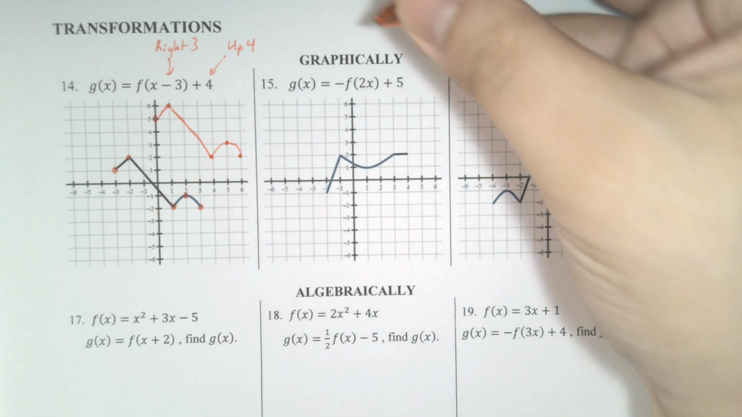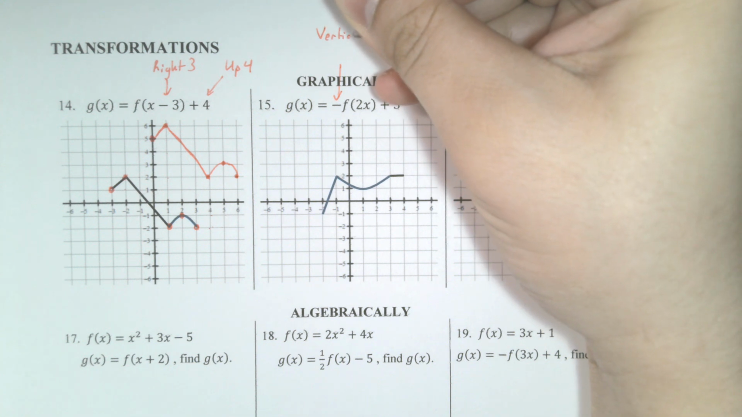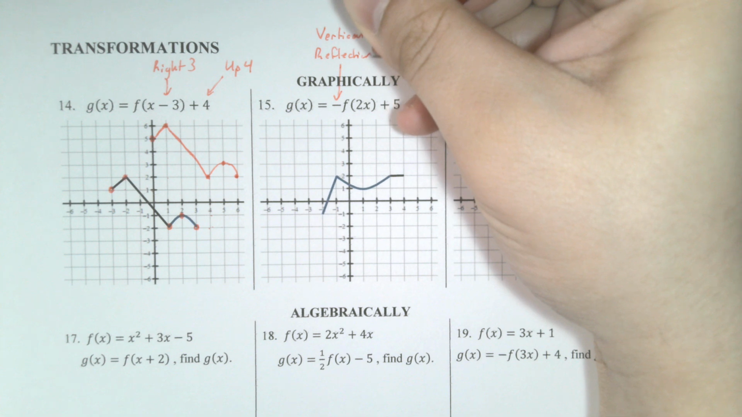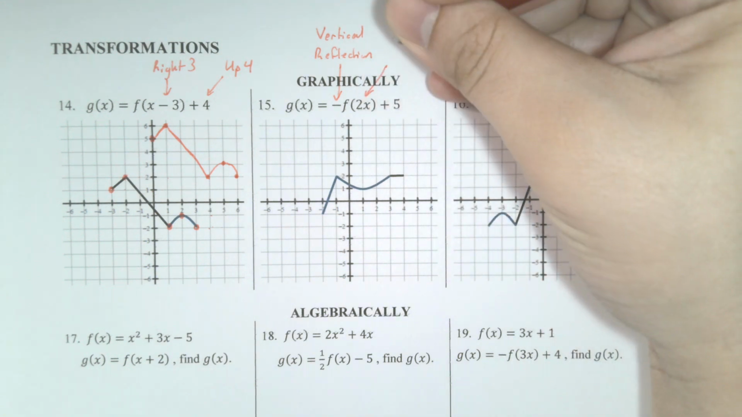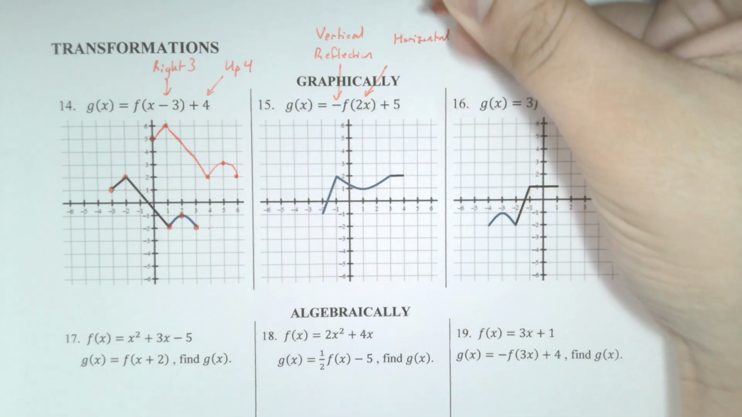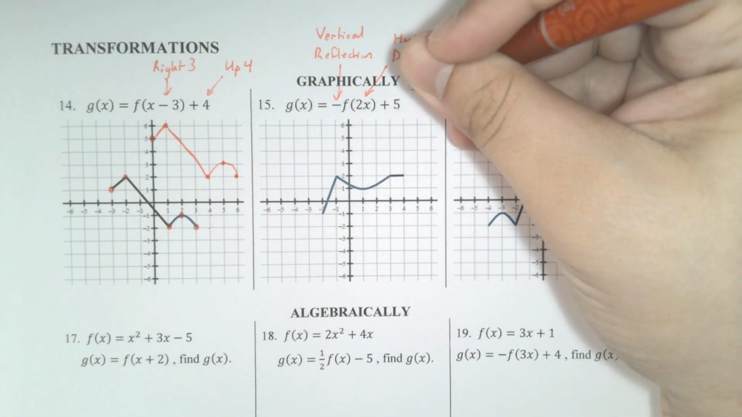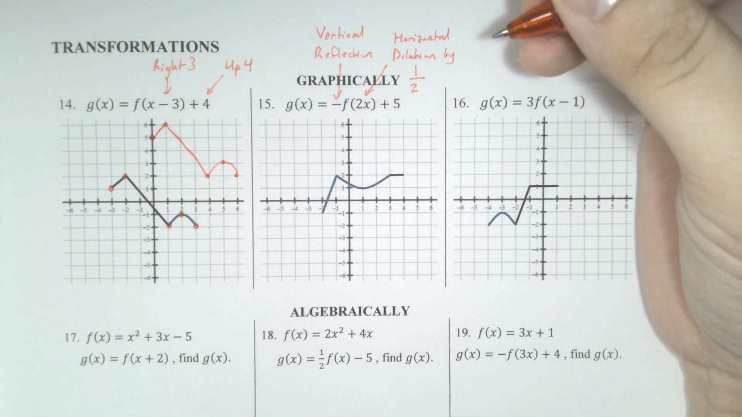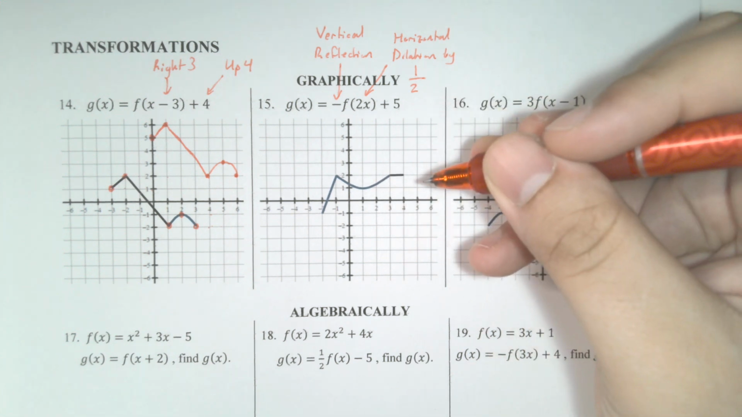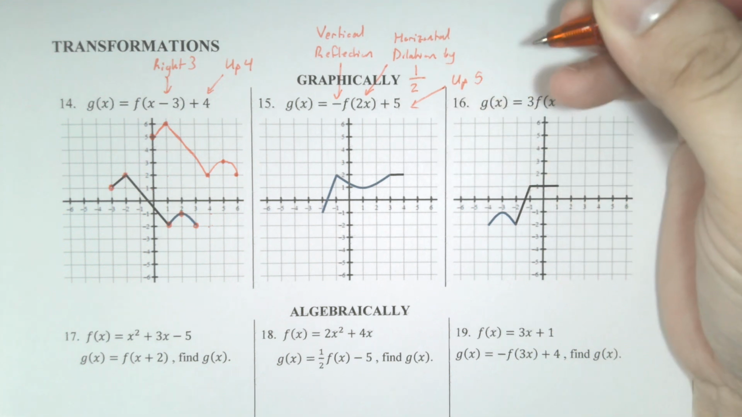Okay, what are the transformations that are done here? So that minus there, that's going to be a vertical reflection. So our graph is going to get flipped upside down over the x-axis. What is this 2 here going to be? That's going to be a horizontal dilation by 1 over 2. And so what does a horizontal dilation mean again? That means that our x coordinates are all going to be multiplied by 1/2. So what that's going to do is squish everything towards the y-axis. And then this last transformation here is just going to be up 5.